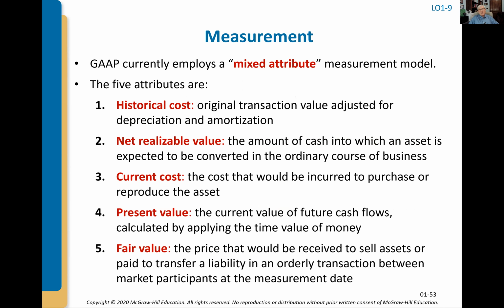Here are some measurements, and there's what we call a mixed attribute. Some of these win for one type of transaction, and other ones win for a different type of transaction. So we talk about the historical cost. It's a really important aspect of accounting, and I'd like to think about that in terms of property, plant and equipment, buildings and machinery, equipment. We record that at what we paid for it. Why? We use the historical cost.